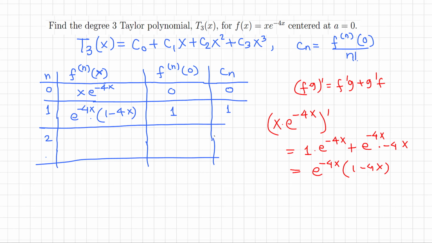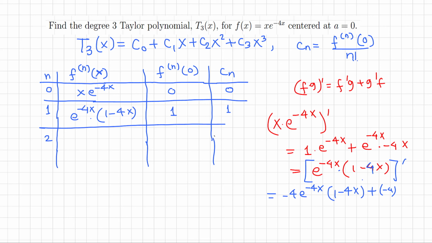Okay, and then we go back and we write, so let me erase this one. So let's find the derivative of this. Okay, this 2 means the second derivative, which means the derivative of this one. Again, it's a product of two functions, so we must use the product rule. The derivative of the first factor is negative 4 e to the negative 4x, times the second, 1 minus 4x, plus the derivative of the second factor, 1 minus 4x, which means 0 minus 4, just negative 4, times the first.